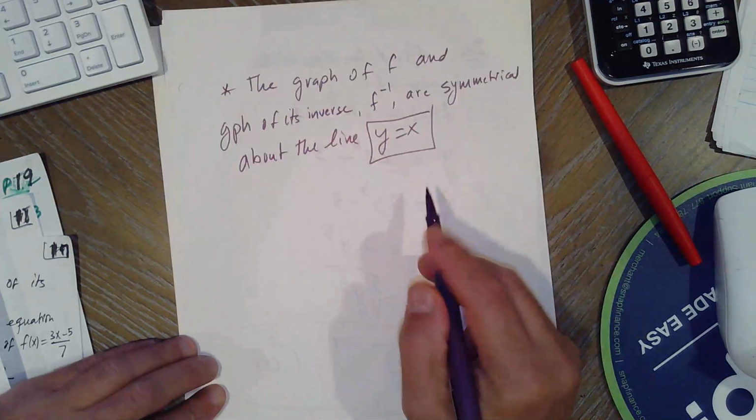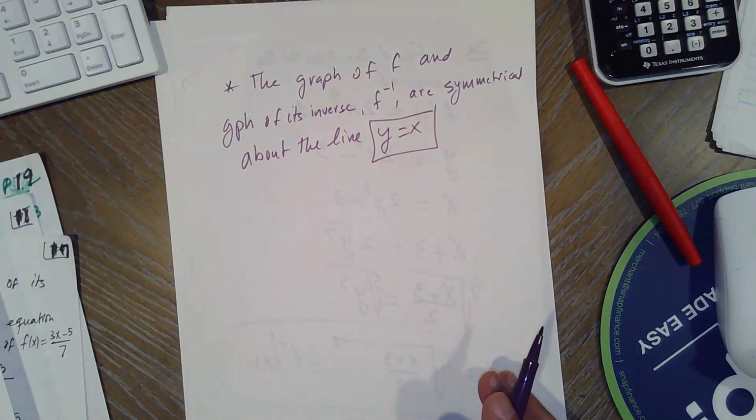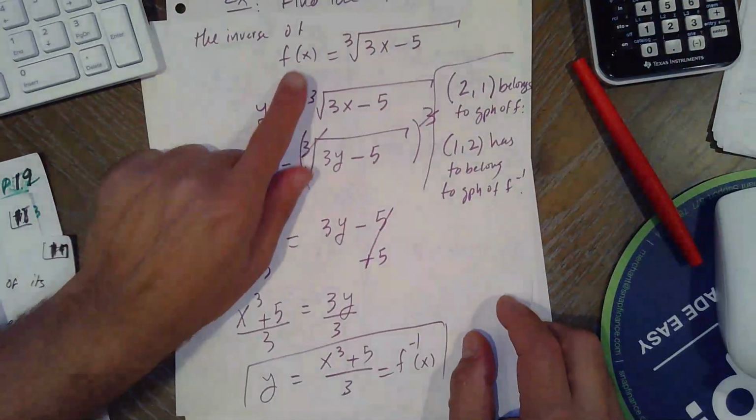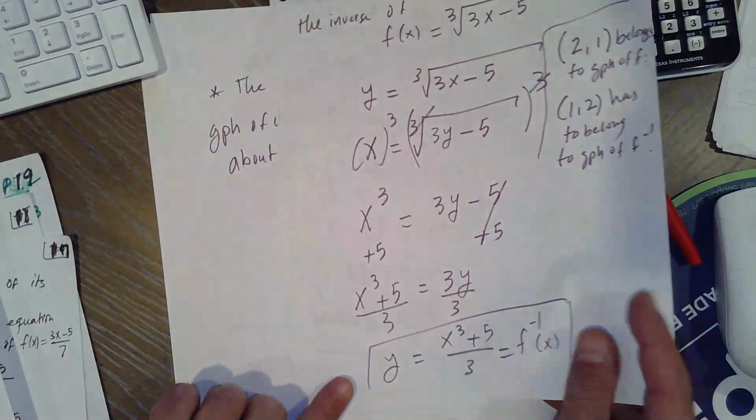Why are they symmetrical about this line and nothing else? Because remember how we get the inverse? We swap x and y. And why is that? Let me show you an example that we did earlier. f of x, f inverse of x.